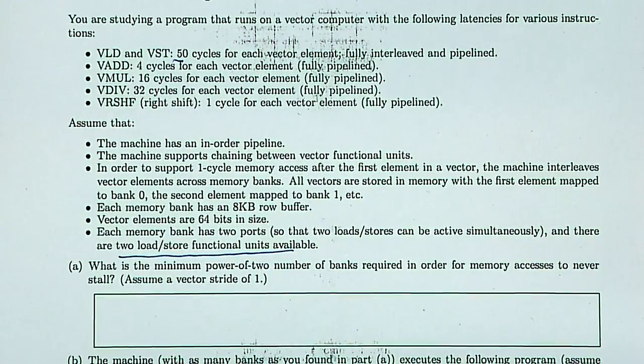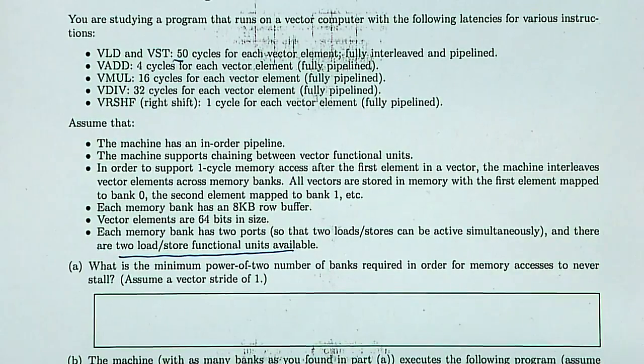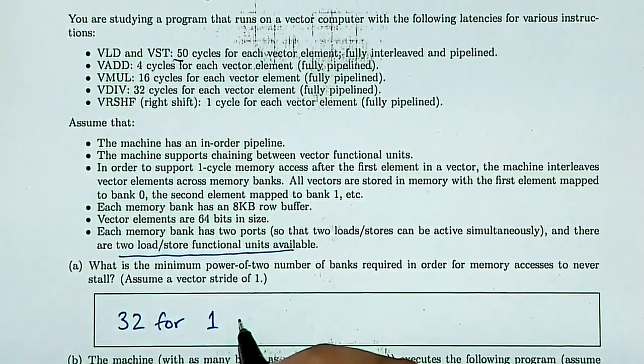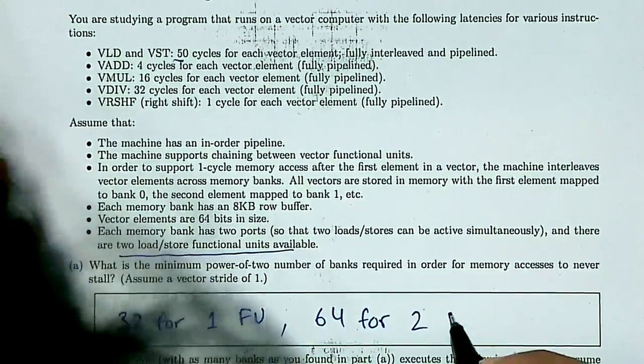So in that case, you would need 64. It'd be 32 banks for just 1 functional unit using both ports, or 64 for 2 functional units being able to use 1 port each, for example. So we're going to say 32 for one functional unit, 64 for 2 functional units.